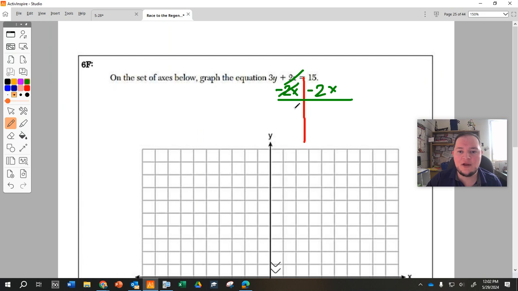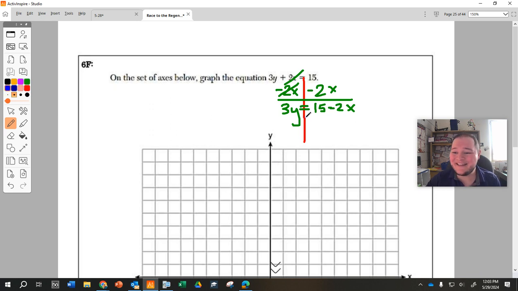Cancel, cancel. 3y comes down. Equals comes down. 15 minus 2x. Do these have last names, same last names? Are they combinable or different last names? Different last names. 2's last name is x. 15 is a constant. So 15 minus 2x, it spits it right back at us. 15 minus 2x is just going to be 15 minus 2x.